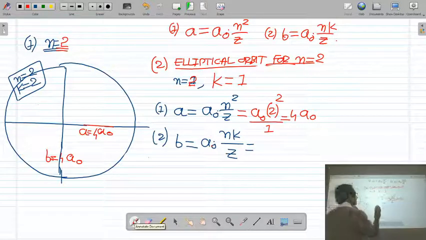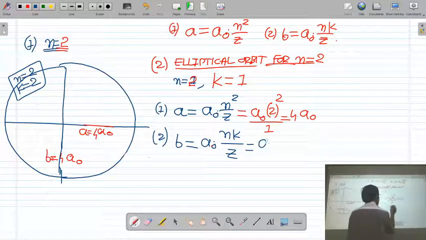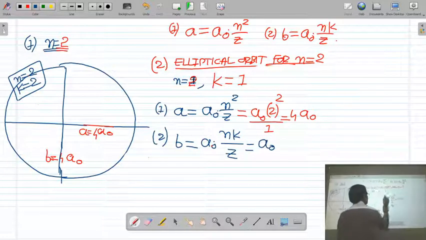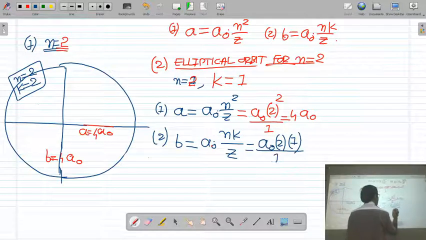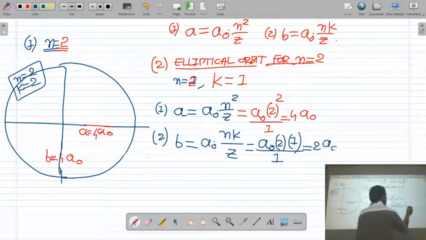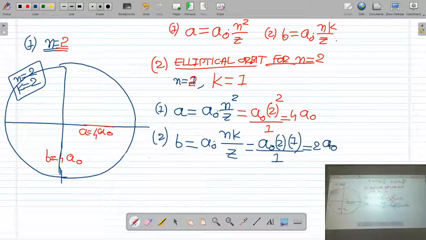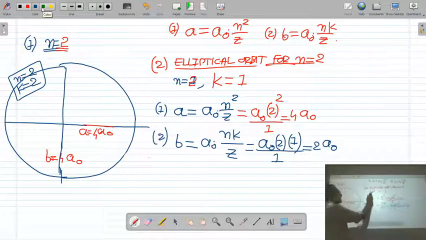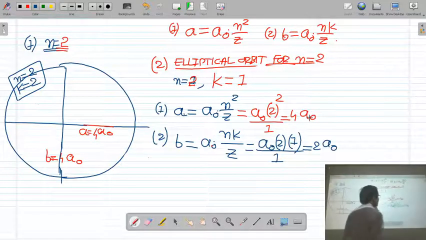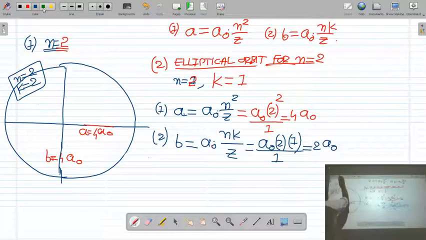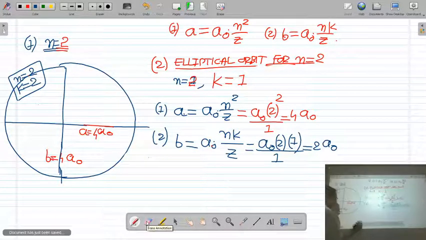Now let us calculate the semi-minor axis b, which is a0 k by z... a0 is the Bohr radius, n is 2, k is 1 and z is 1. So the semi-minor axis is 2a0. Please remember, for n equal to 2 and k equal to 1, the semi-major axis of the ellipse is 4a0 and the semi-minor axis is 2a0. So I draw that orbit here.